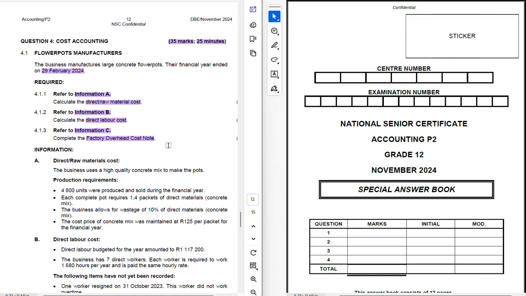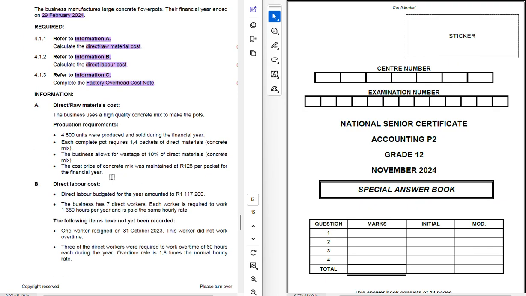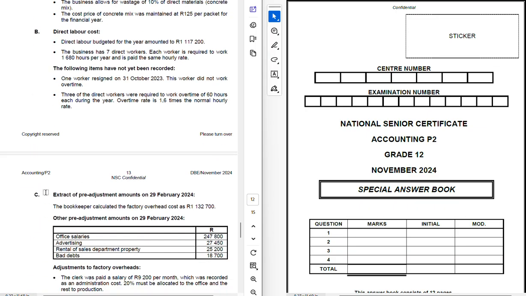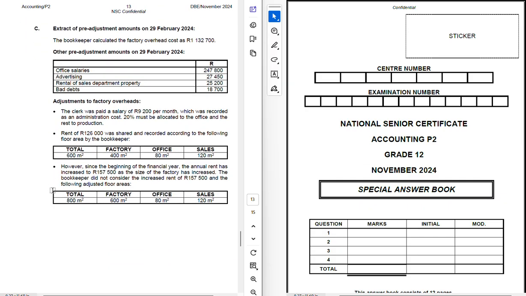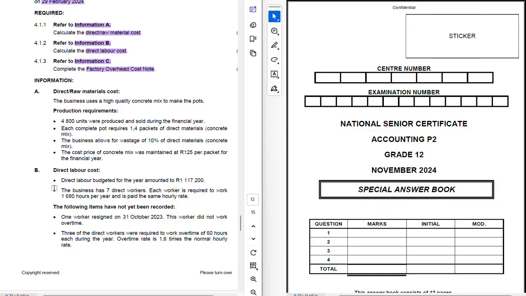So what we're going to do is look at the information for A and respond to the question, look at information for B and respond to the question, look at information C and respond to the question as well. We are not going to read everything before we respond, because this is separated and we have proper and clear guidance in terms of where we're going to get information for each question. We're going to make sure that you're reading each part and responding to the question until we are done with 4.1.3.